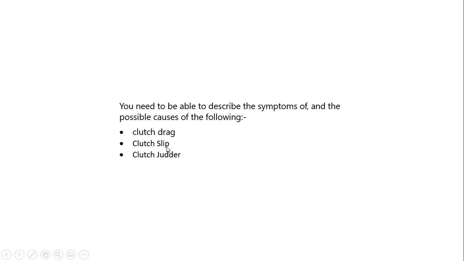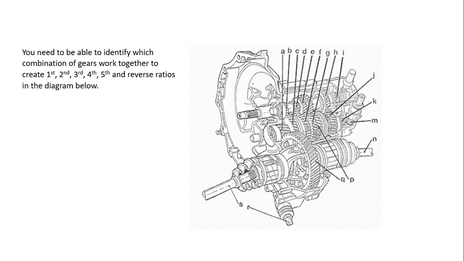Same for clutch slip. When your customer comes and describes the fault, you need to be able to recognize what they're telling you as being clutch slip. And again, you need to be able to identify what might cause a clutch to slip. And the same with clutch judder. Okay, I think you get the idea there. Let's move on to the next slide.